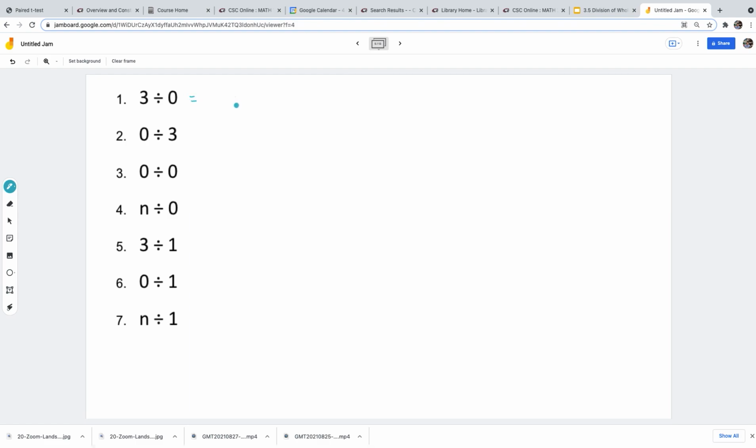3 divided by 0. 3 divided by 0. So I want you to think about, you have $3, and you're partitioning that into what? 0 groups. There's nobody who came and asked for money. There's nobody to give the money. Can we even divide this by nobody? No, we can't, right? So this is called undefined.